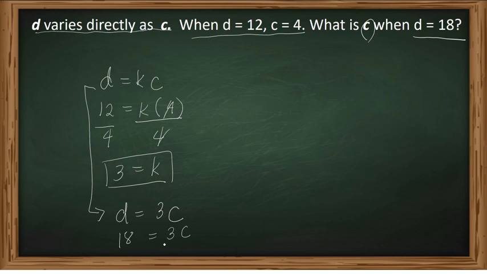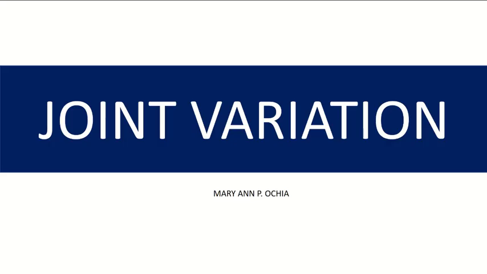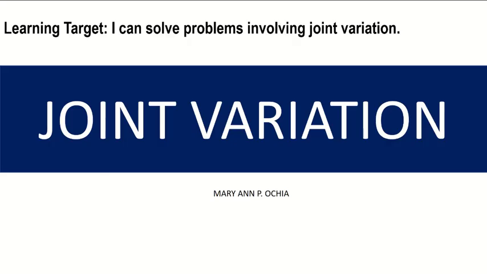We have 3c, dividing both sides by 3. 18 divided by 3 is equal to 6. So the value of c is equal to 6 when d is equal to 18. Okay? Now, take note of the process because we'll be making use of this process in our next lesson, which is joint variation. Our learning target: I can solve problems involving joint variation.